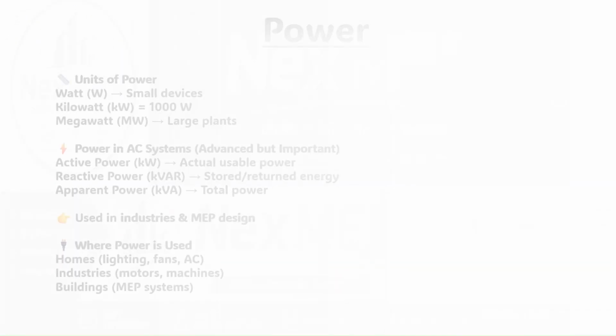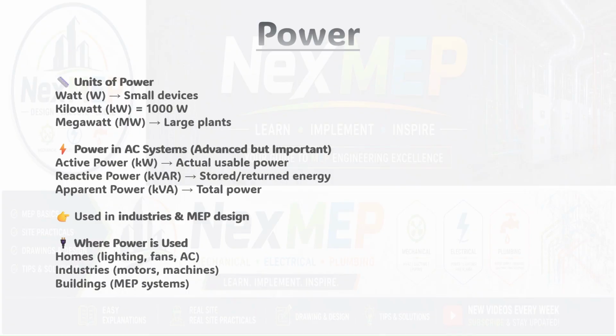Now, power is measured in watts. For small devices, we use watts, W. For larger systems, we use kilowatts, that's 1000 watts. And for power plants or huge industrial setups, we use megawatts. Now here's something very important for MEP engineers: in AC systems, power is actually split into 3 types.